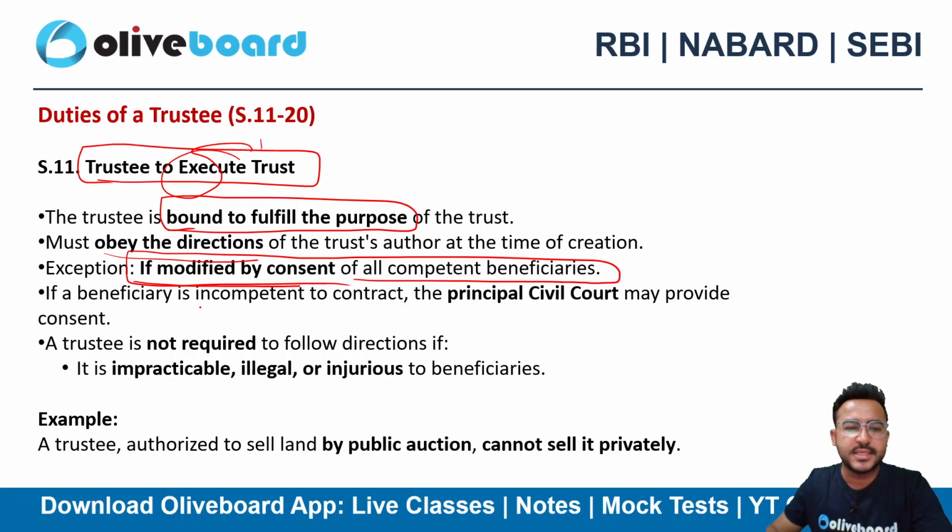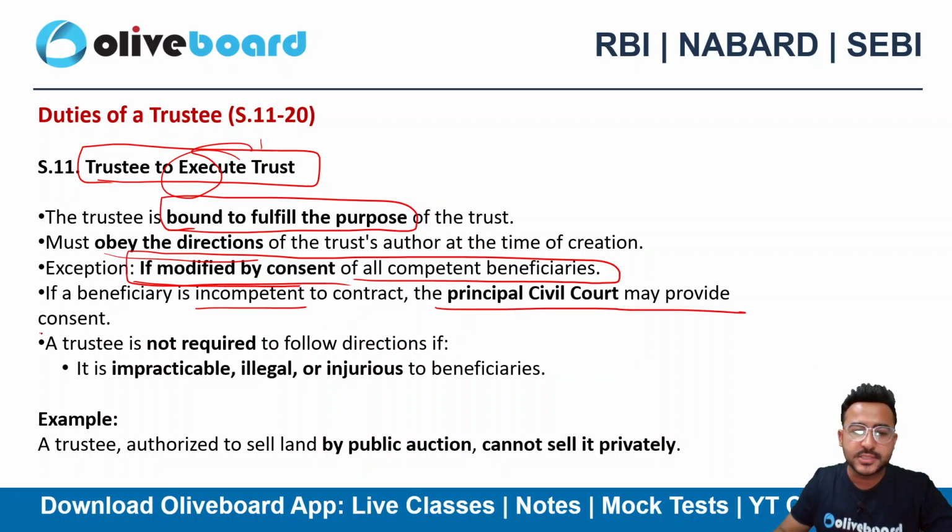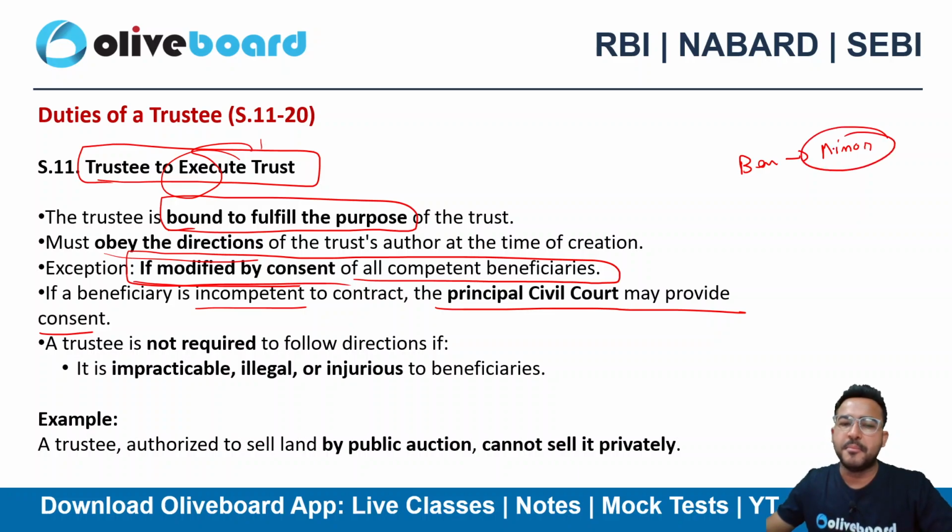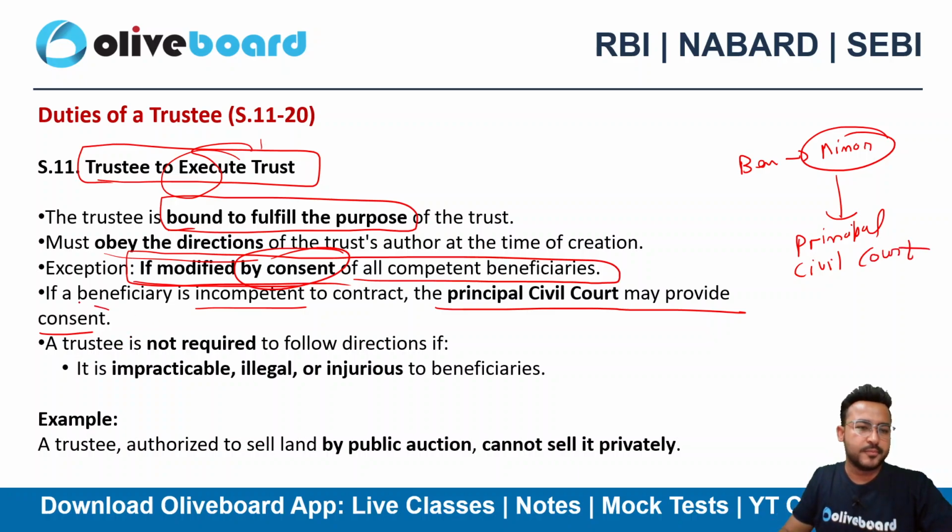If a beneficiary is incompetent to contract, the principal civil court may provide consent. Let's suppose the beneficiary in this case is a minor. Now in that case, a minor cannot give a legal consent. Then on behalf of the minor, the principal civil court will provide the consent, right? Because agreements by a minor are not at all valid, right? They are void from the very beginning.